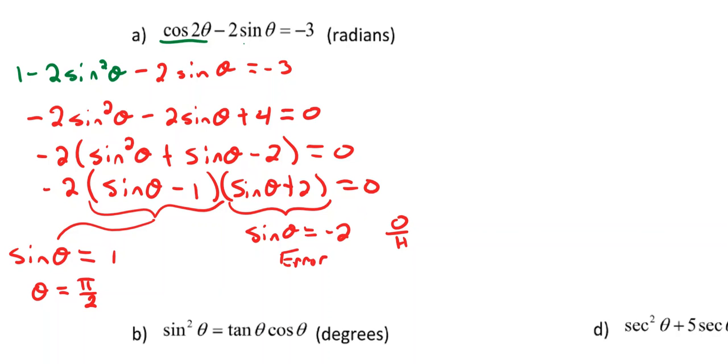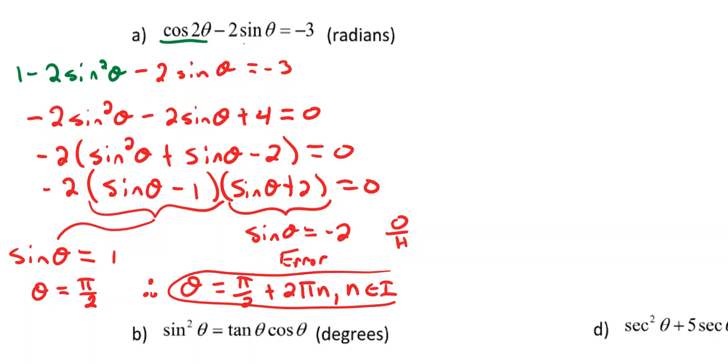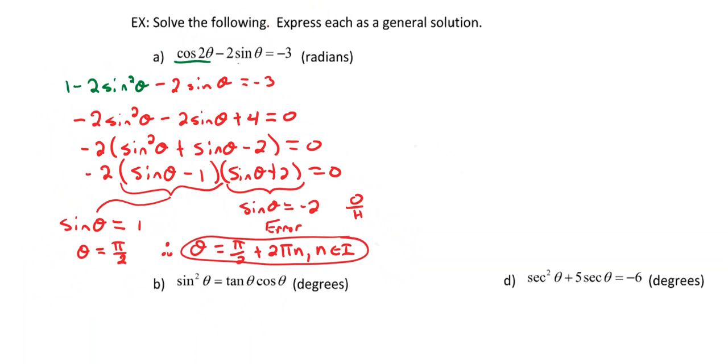Okay, so then this is our only solution, on this side. So then we can make a general solution of this. So let's say, therefore, theta would be equal to pi over 2 plus, and then this is where we're going to tell it how many times to spin, right? So it's going to be spinning every 2 pi times n, where n is a member of the integers. And there you go. That's my general solution.